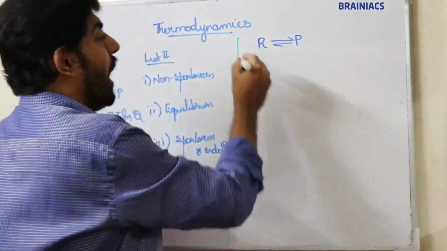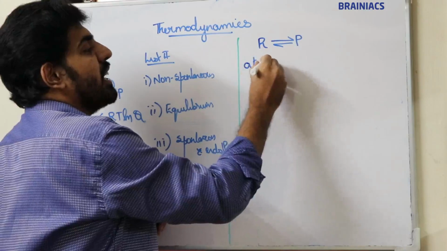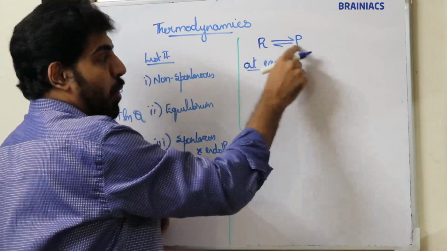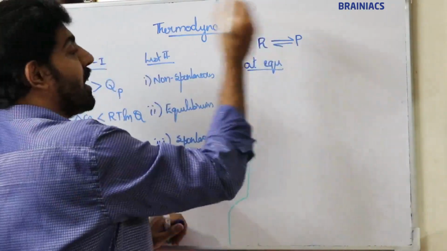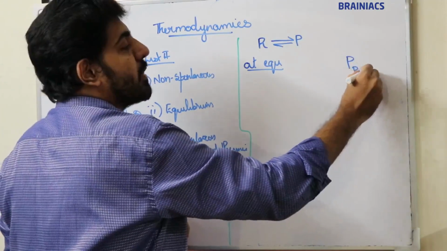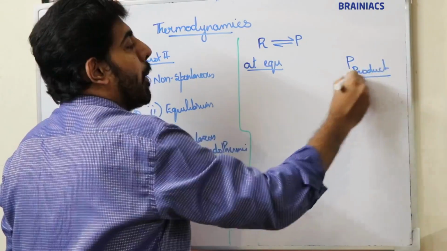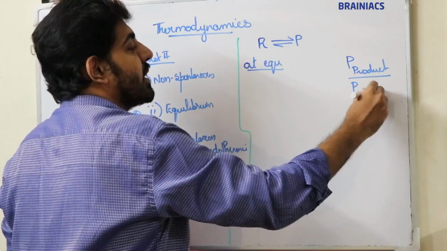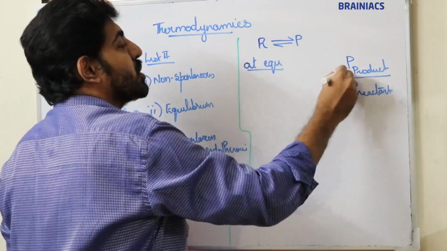Now at equilibrium, if the reactant and product are at equilibrium, then the ratio of pressure of product by pressure of reactant is known as Kp.